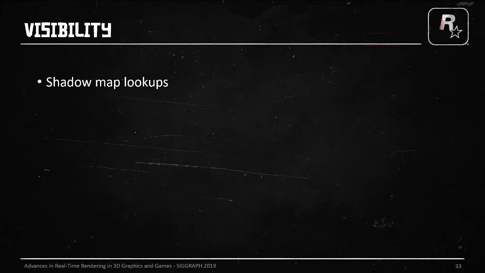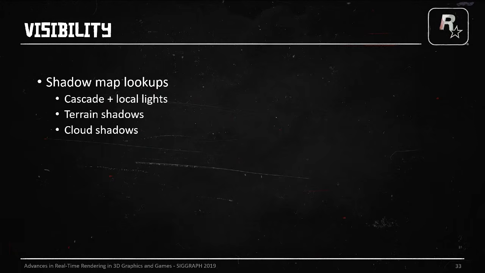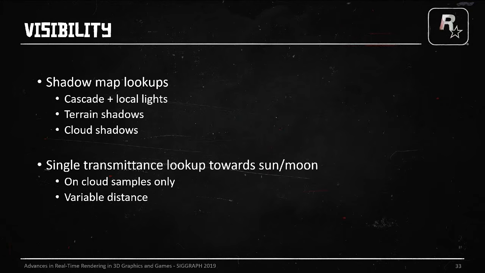Let's move on to visibility. As I mentioned before, this mainly relies on shadow map lookups. And we use both cascade shadows as well as local lights to do that. But we also generate terrain shadows and cloud shadows. On cloud material, we also want to provide more high-frequency detail by casting a secondary ray, which in our case consists only of a single transmittance-based lookup towards the directional light direction, with a variable distance, which allows the artist then to use a shorter distance on weathers with small clouds to preserve that detail, and vice versa.